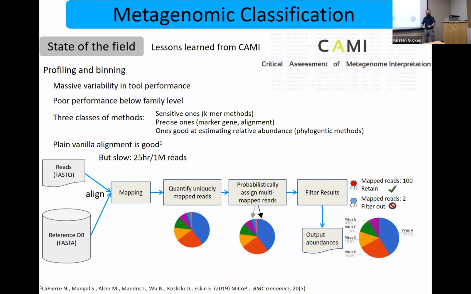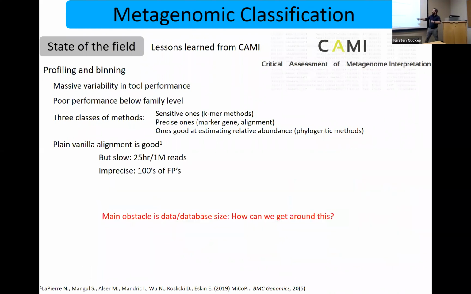And it'd be nice to use the workhorse of alignment. But the real problem is, besides being slow, it's also imprecise. The main obstacle is our data is too big, and the reference database is also too big to be able to do plain vanilla alignment.